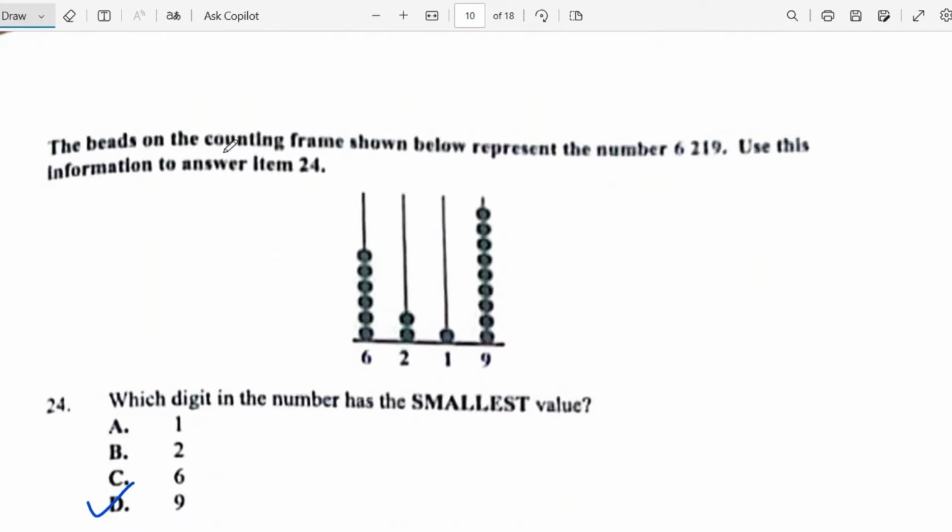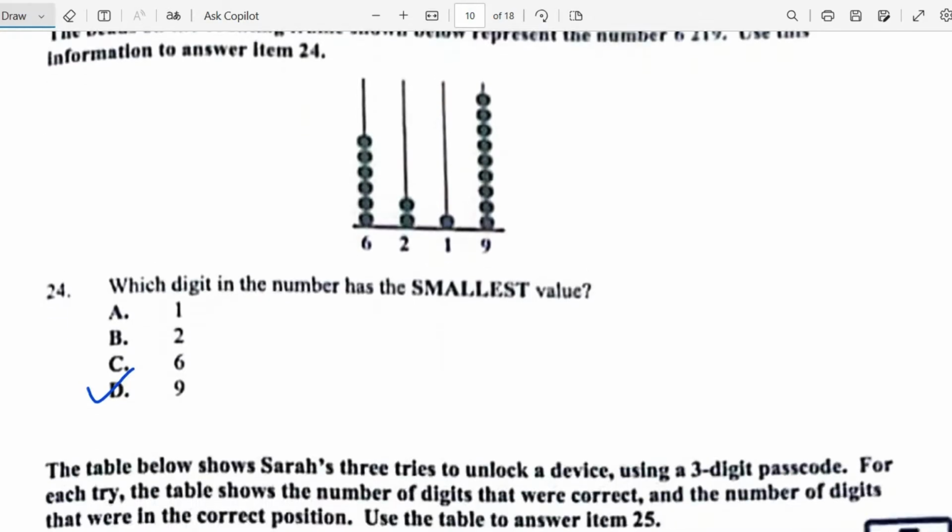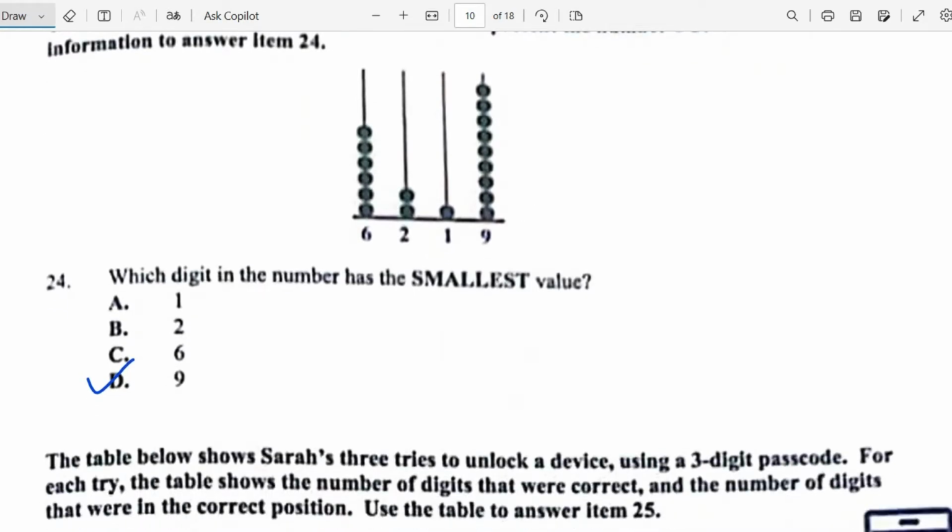Next question. The beads on the counting frame shown below represent the number 6,219. Use this information to answer item 24. Which digit in the number has the smallest value? The digit in the number that has the smallest value is 9, because it is in the ones place.